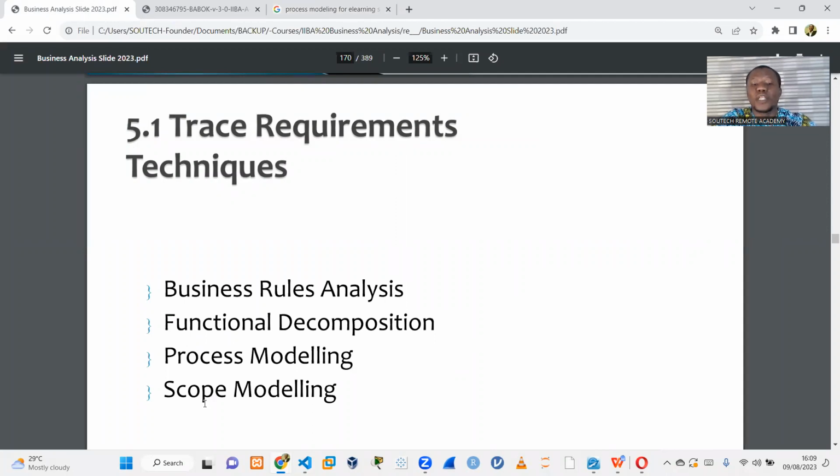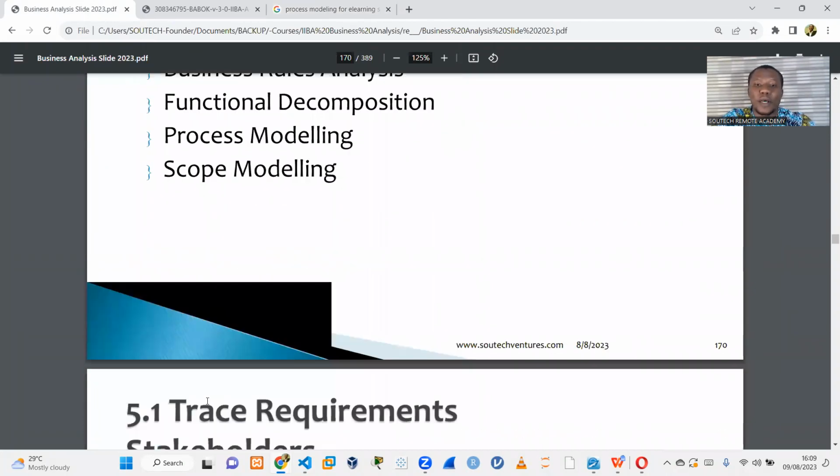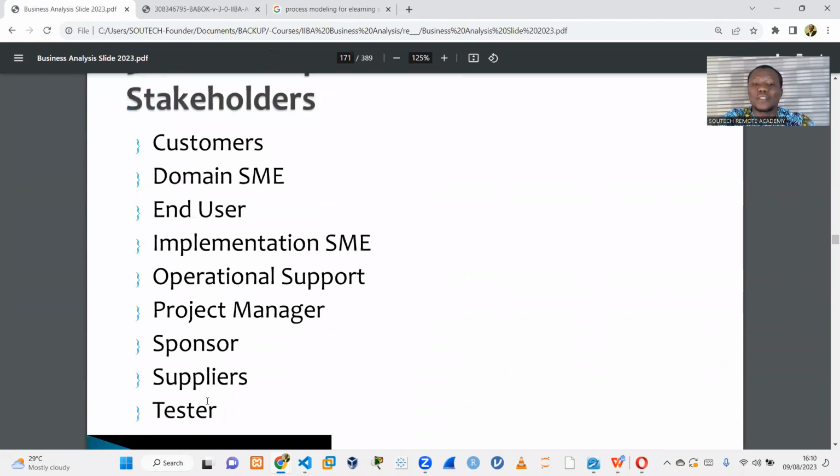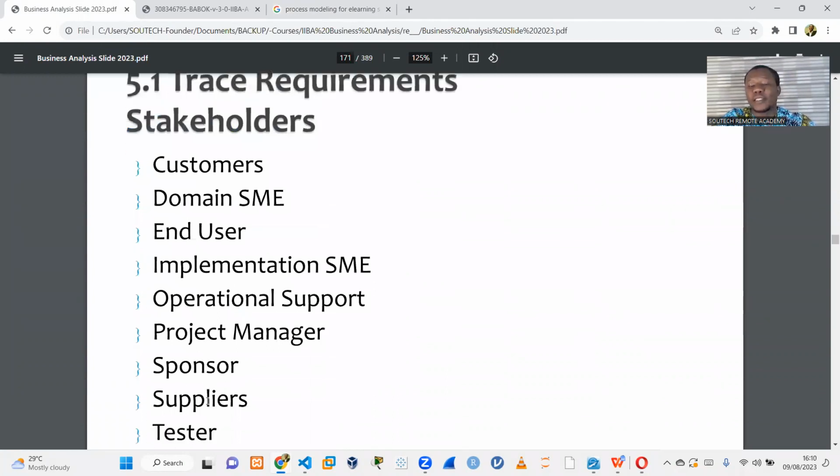Then, of course, scope modeling, you want to have detail about the project. Then, who are the stakeholders? Who is going to help you trace requirements? The customer should be involved. Domain subject matter experts should be involved. The end users, at times, they should contribute. You see people doing personal audits or personal surveys. They tell you, okay, we're trying to build a software that intends to do so and so. Can you help us fill this survey form to tell us what you think about blah, blah, blah?